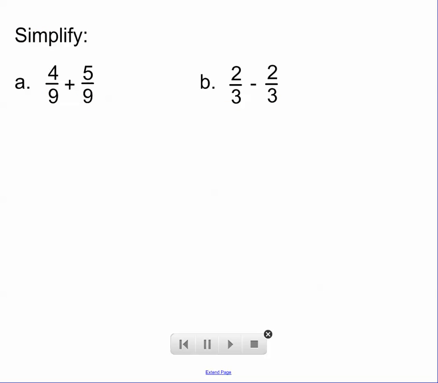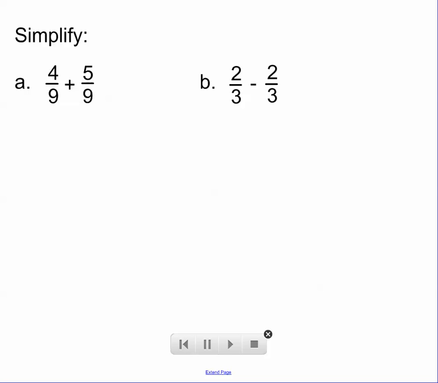All right, the whole thing when we're adding fractions is that we have to have a common denominator. That is, the denominator has to be the same number. In this case, on example A, we have a 9 and a 9, and on example B, we have a 3 and a 3. So both of these problems, the majority of our tough work is done for us.